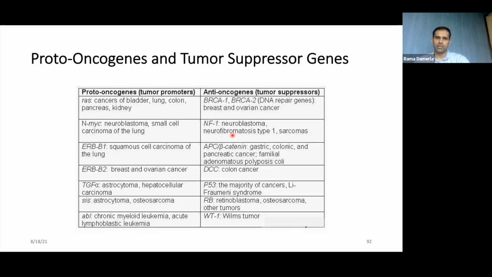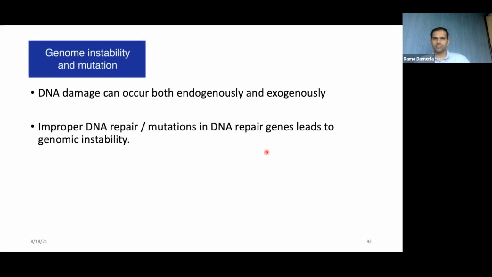Neuroblastoma is caused by mutation in NF1. There's APC or beta catenin that plays a role in gastric, colonic, and pancreatic cancer. And then the P53 gene that occurs in the majority of cancers. There's also a hereditary form of cancer with mutation in P53 called Li-Fraumeni syndrome. And then there is retinoblastoma, and then there is Wilms tumor. So these are all tumor suppressor genes that are mutated. The next hallmark of cancer is DNA instability and mutation.